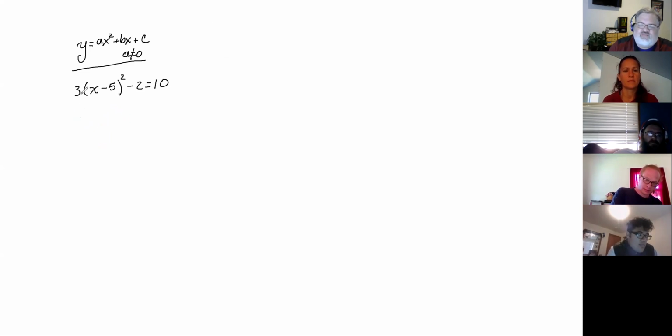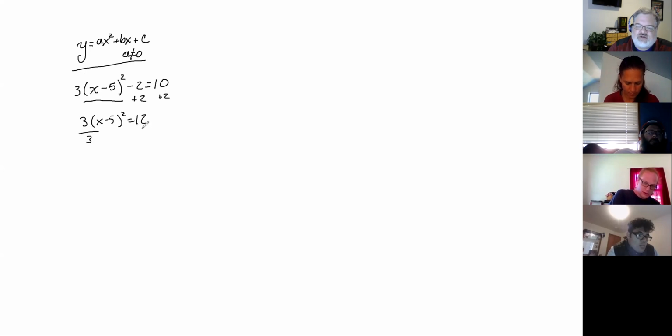Really, the nice thing about this particular setup is we have this nice perfect square term here. There's no other x's outside of this x that's right here. So a much easier and more direct way to solve this is to just isolate this x minus 5 squared and take that square root. And I'll show you. So if we add 2 to both sides, 3 times x minus 5 squared equals 12.